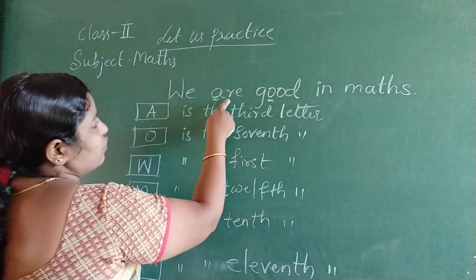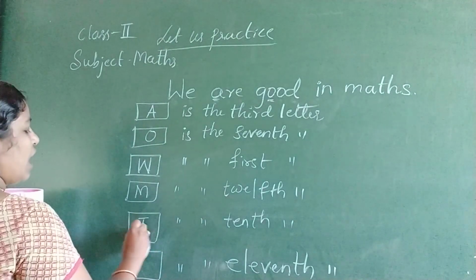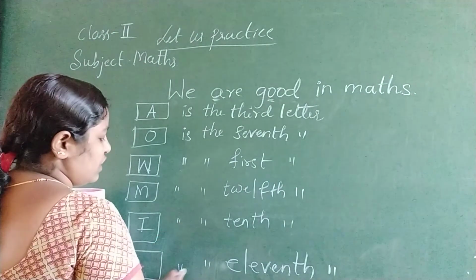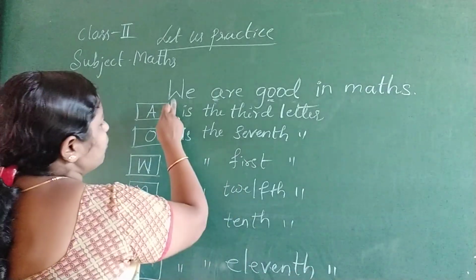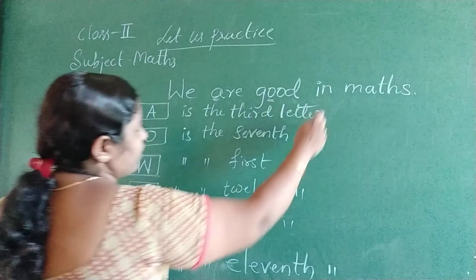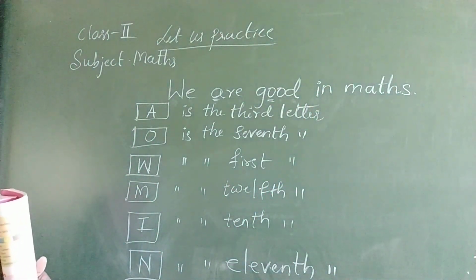First, second, third, fourth, fifth, sixth, seventh, eighth, ninth, 10th. So I is the 10th letter. Next, which is the 11th letter? First, second, third, fourth, fifth, sixth, seventh, eighth, ninth, 10th, 11th. So N is the 11th letter.